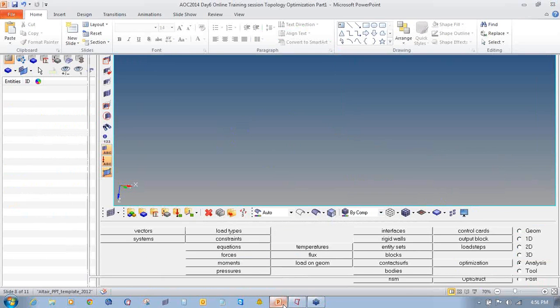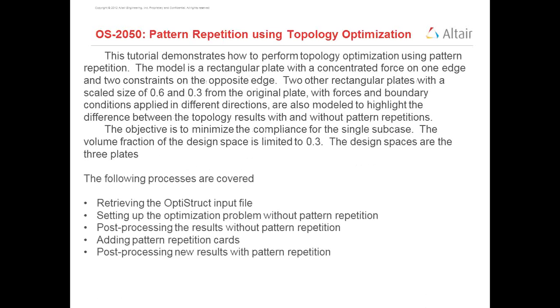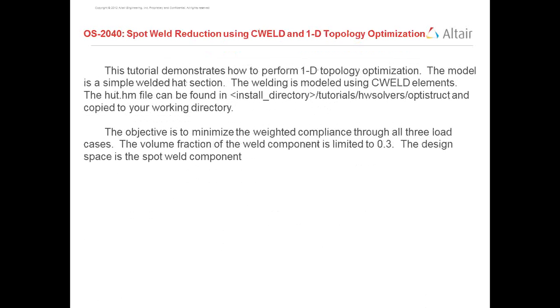Now let's move to the next tutorial, that is spot weld reduction using C-weld and 1D topology optimization. This tutorial demonstrates how to perform 1D topology optimization. The model is a simple welded hat section. The welding is modeled using C-weld elements. The hat.hm file can be found in the installation directory, as the path is given.